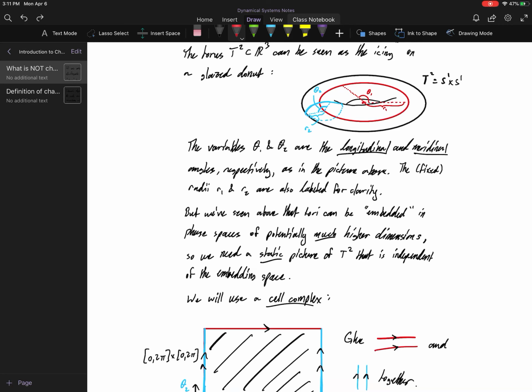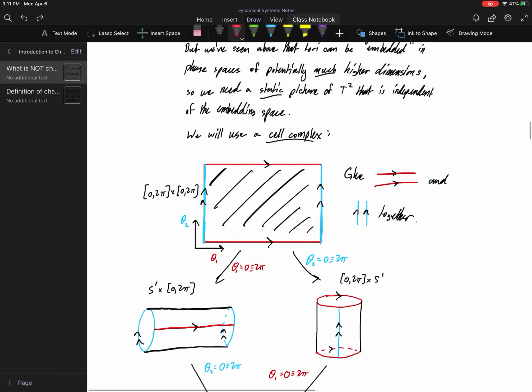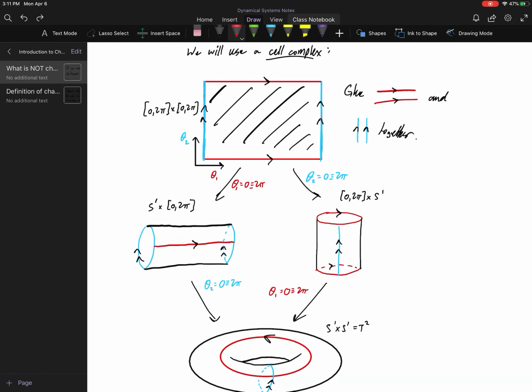So the point is to come up with a static picture of this torus that is independent of the embedding space, right? Whatever high-dimensional space this torus wants to sit in, our torus is still 2-dimensional. So in order to visualize that guy, we're going to use something called a cell complex. Or in order to figure out a static picture, we'll use a cell complex.